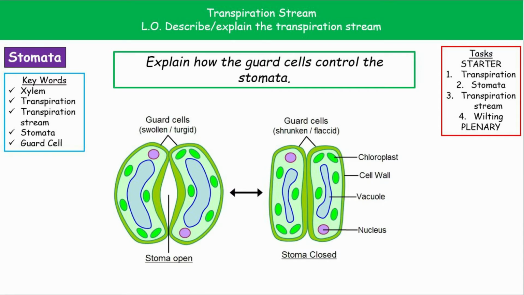When we don't have enough water in our plant cells, the guard cells are going to become flaccid because the vacuole isn't pushing against the cell wall, and therefore they're going to be closed and the stomata will not allow anything to pass through it.